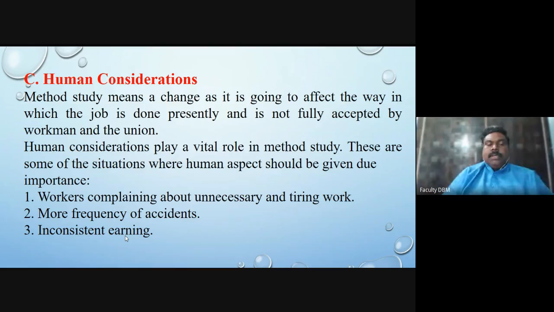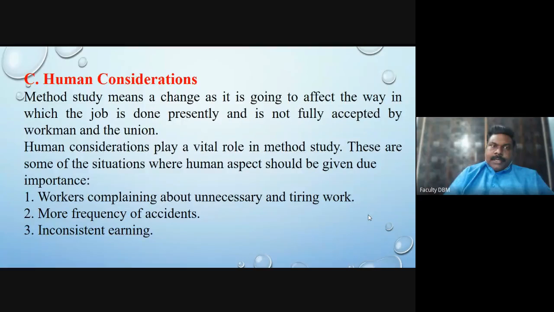So this is where more accidents take place, where we have to study that and reduce those things. Inconsistent earning: you are doing that particular job but you are not getting any income, so we have to see about changing that particular job. So these are the human considerations.